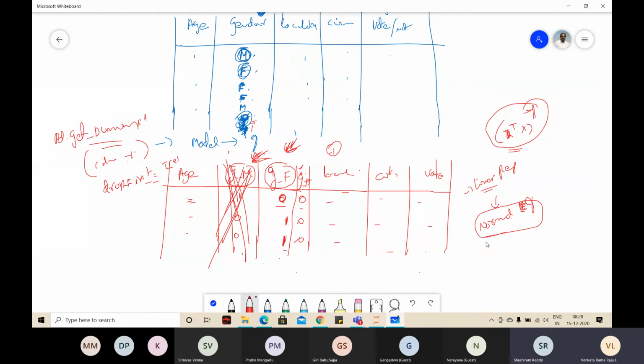So by removing that extra dummy variable column, you are saying that the model will perform better. Yeah. You are not convinced.